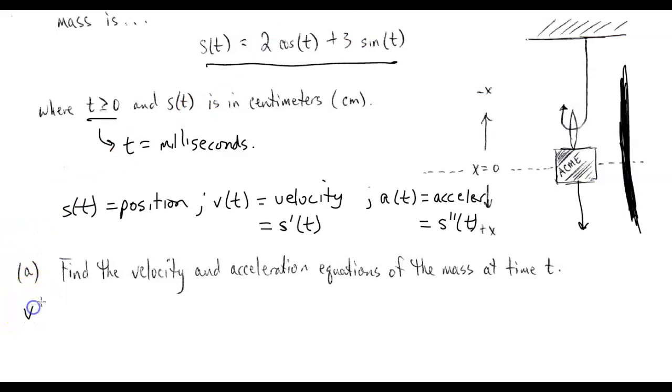So here we'll find the first derivative first. And of course we ignore the 2. And we know that the derivative of cosine is minus sine. So this will just end up being a minus 2 sine of t plus, ignore the 3, and then take the derivative of sine, which is cosine.